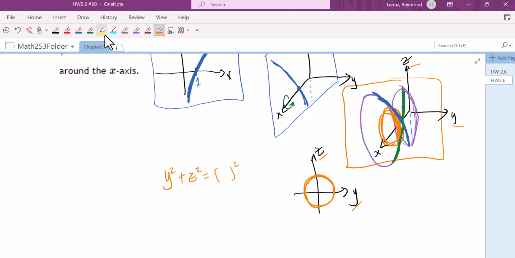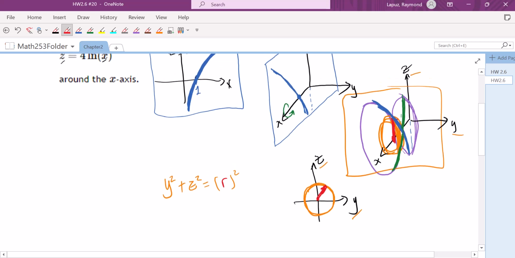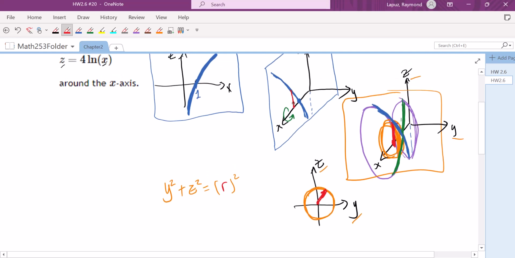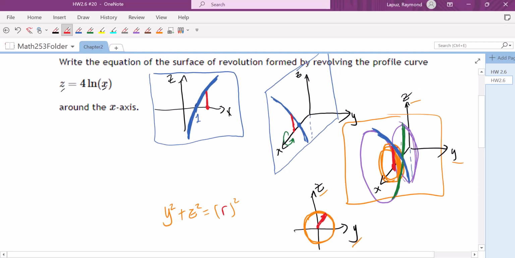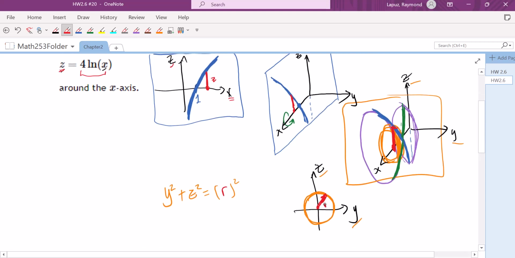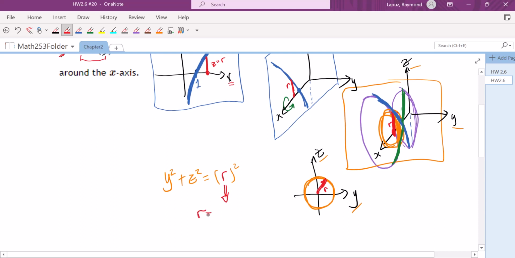And what is r? Well, r is something that we're going to need to find. R would be this radial distance here. From my particular cut, that radial distance would go from the axis of rotation to the edge of that curve. So what is this? This is actually a z value that's dependent on a function of x. That z value is actually 4 times ln x. So the radial distance that we're following along here, this is r. So r is actually z, which is actually 4 ln x.